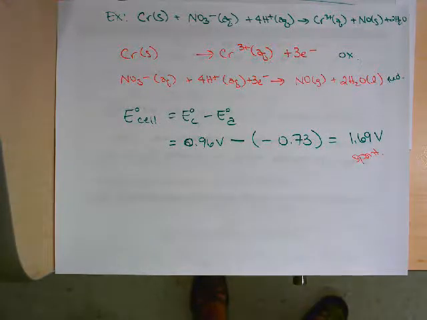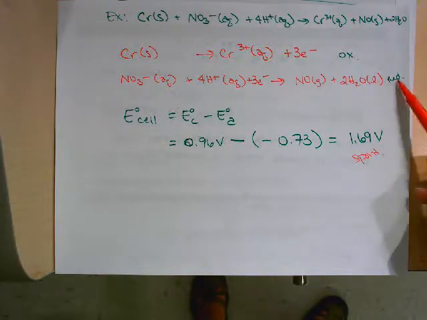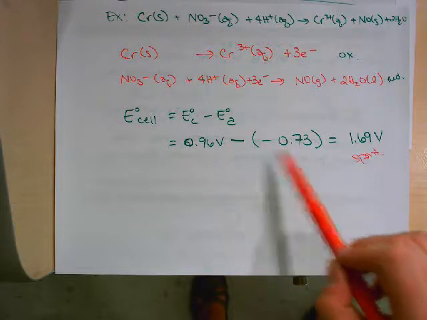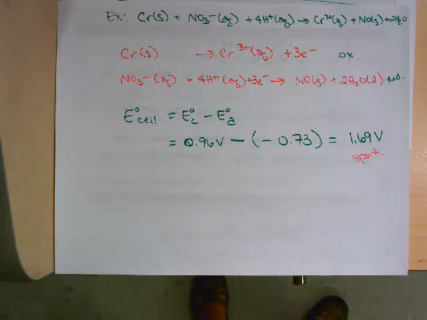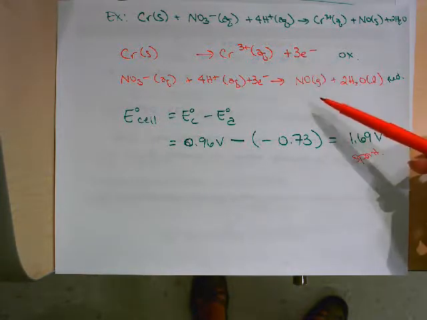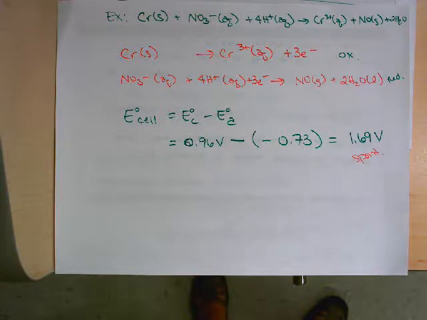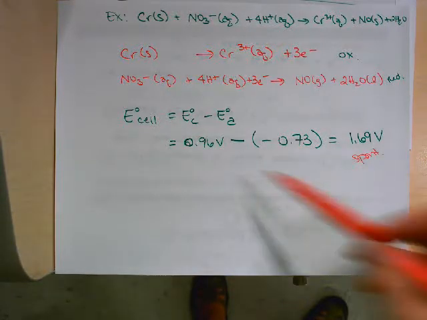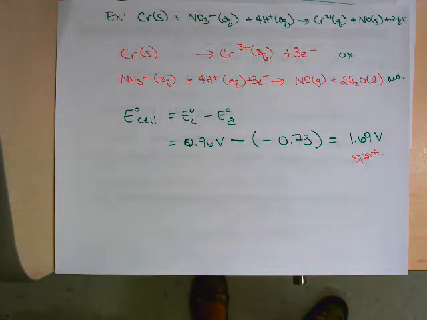What if I had flipped them? What if I chose to have this backwards as the oxidation and that as the reduction? I would have negative 0.73 minus 0.96. Would that be spontaneous? No, it wouldn't. So the order in which these things are occurring tells you if it's spontaneous or not. So that's why you have to leave the sign as is, because you're subtracting a negative. It's the only way it becomes a positive thing.